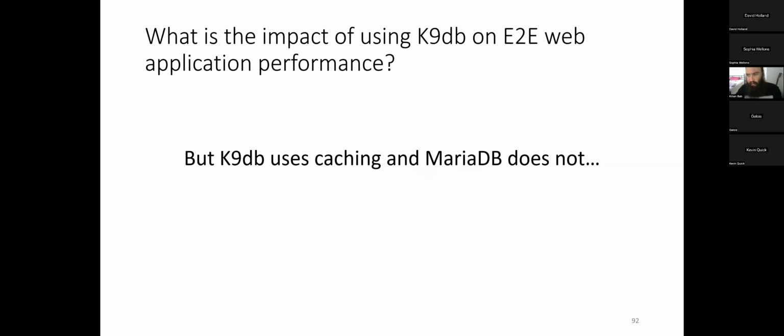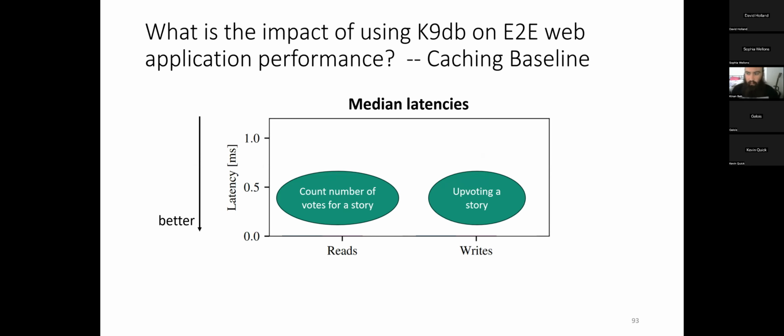So I just showed you that K9db has comparable performance to traditional SQL databases like MariaDB. That's great, but in the comparison I just showed you, K9db had an unfair advantage because it uses in-memory caching for the expensive queries, while the MariaDB baseline does not. It just computes all the queries against the database directly. So to have a fairer comparison, we looked at a specific scenario that we extracted out of Lobsters, this application. In this scenario, we have two operations. We have writes, which correspond to a user upvoting a story, and reads, which correspond to counting the number of votes that have been assigned to a particular story.